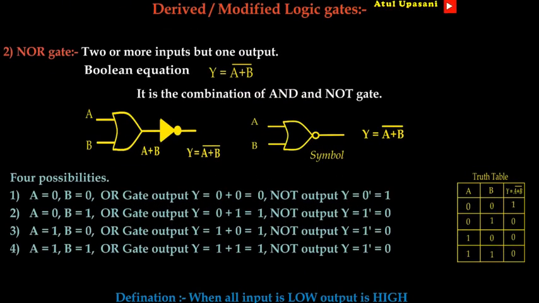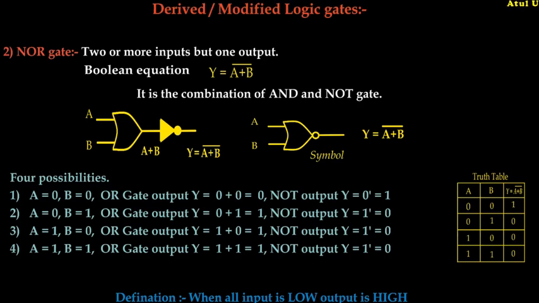NOR gate is constructed using OR gate and a NOT gate. First OR gate is connected, then its output is given to NOT gate. So here 4 possible combinations are there. So if both the inputs are 0, that means A equal to 0, B equal to 0, it is ORed by the OR gate. So 0 plus 0 is 0. And 0 is inverted by NOT gate and we will get 1 at the output.